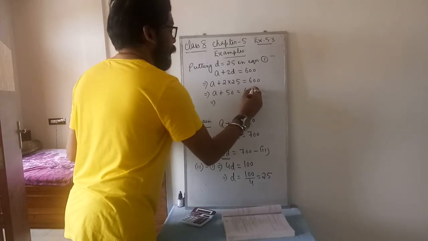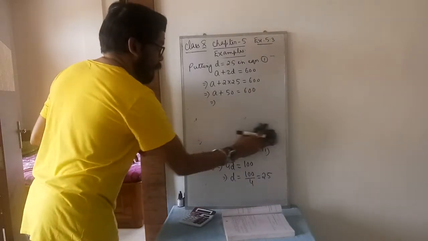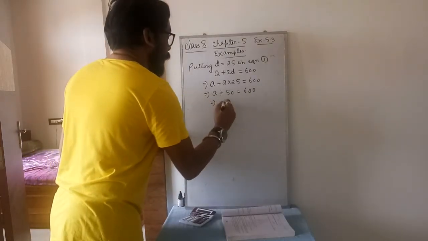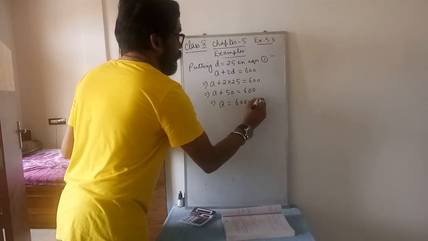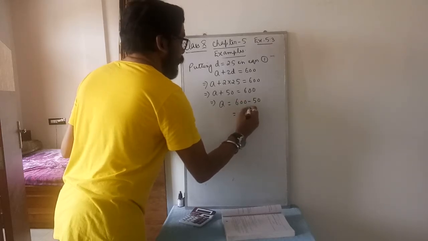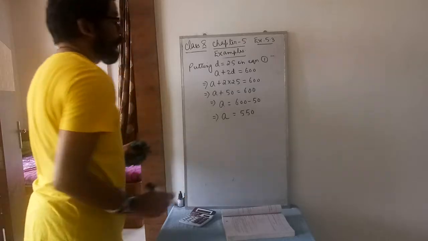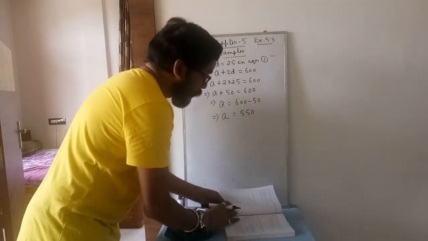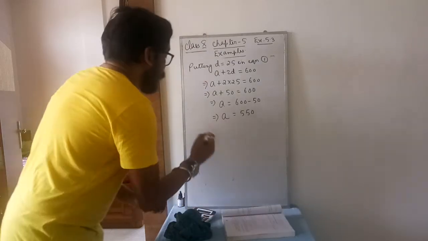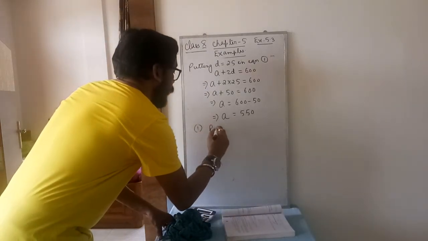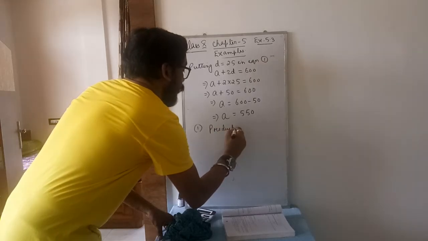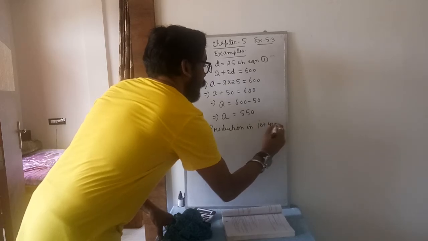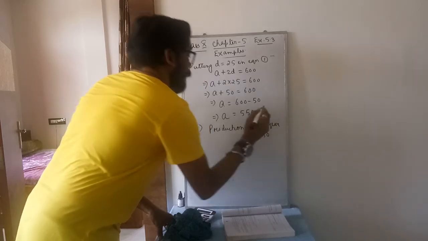50 will change the side, it will go to the other side, means sign will change. A equal to 600 minus 50, that means 550. So you got the value of A. So value of A means this is the production of the first year. So Roman 1 answer you got: production in the first year 550. Production in first year equal to 550.